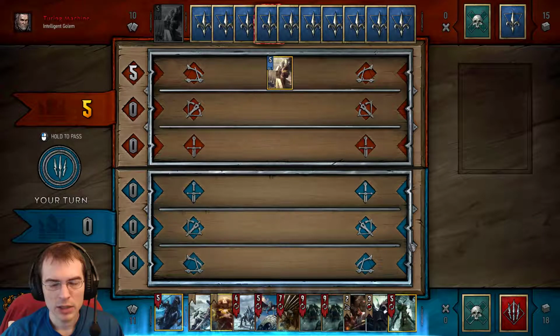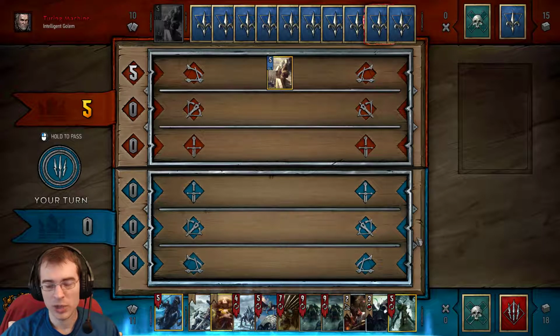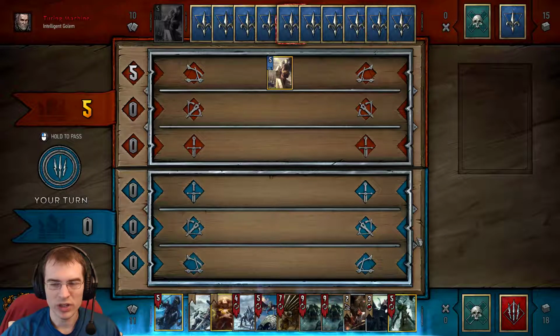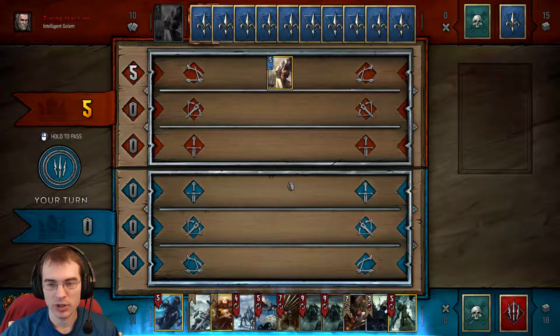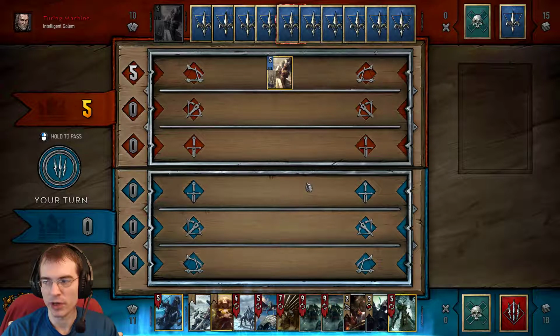Hey guys, in this video I'm going to go over the basics of tempo, what it is, and how it relates to the strength spread, which is the difference between the strength score that you have and that your opponent has, which ultimately determines who wins or loses a round of Gwent, and then ultimately a match after winning 2 out of 3 rounds.